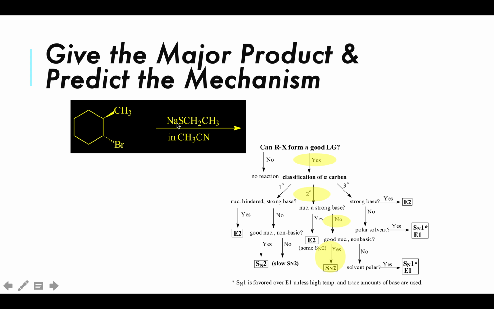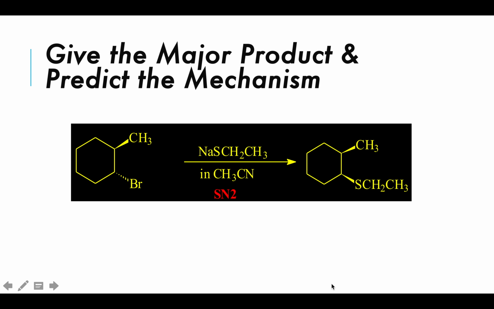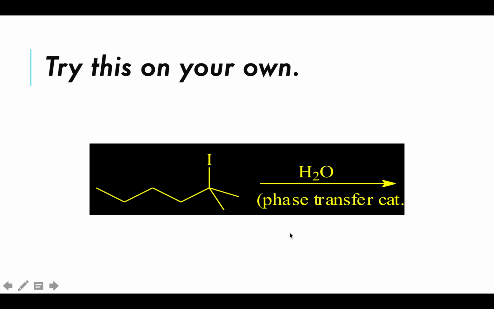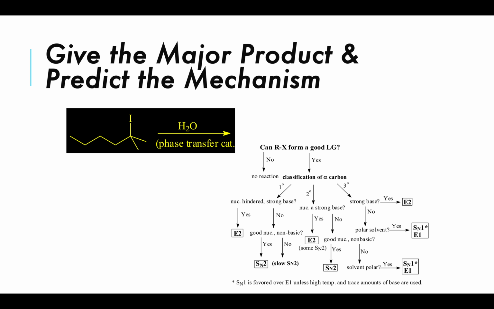So good nucleophile. Yes. Is it basic? No. Solvent polar aprotic. So yes, SN2 is very much favored. So the bromide gets replaced by the thiolate or the sulfide group. And bromine used to be dashed, now it's wedged because again SN2 is a backside attack. Okay, try this one as well. Here, pause the video now.